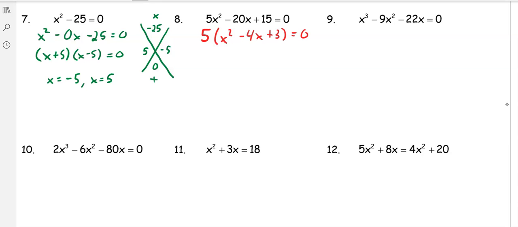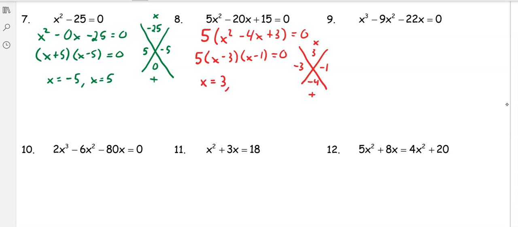Now we can factor that part in parentheses like we've been doing. So we need two numbers that multiply to 3 and add to negative 4. So if you're multiplying to a positive and adding to a negative, we need two negative numbers. So we have negative 3 and negative 1. So in our parentheses, we have 5 times x minus 3 times x minus 1 is equal to 0. When we go to solve for x, we can ignore that 5 because it doesn't have a variable with it. So we're only going to have two solutions for x. So x is 3 and x is 1.